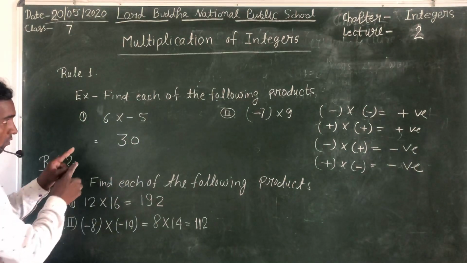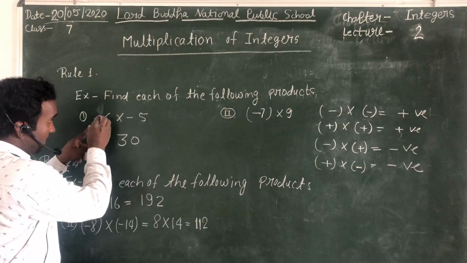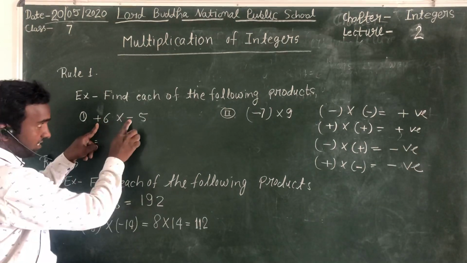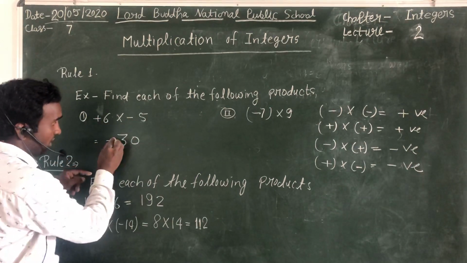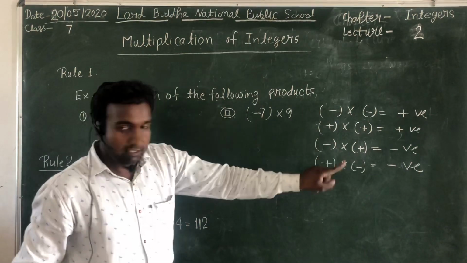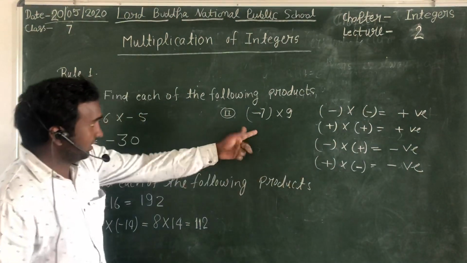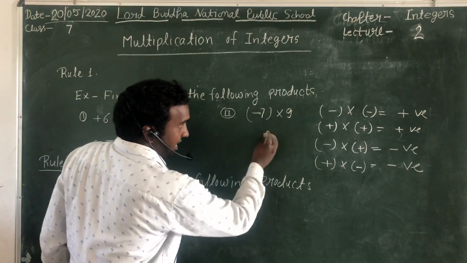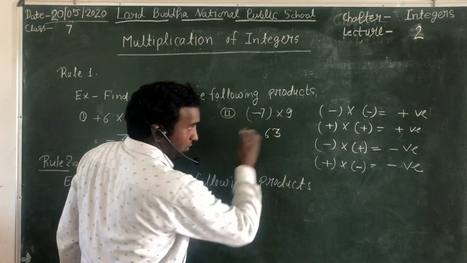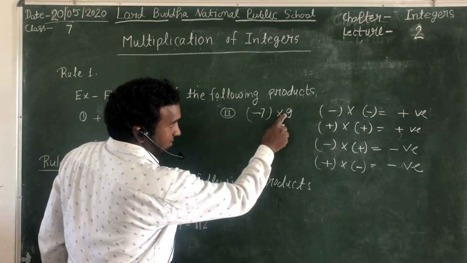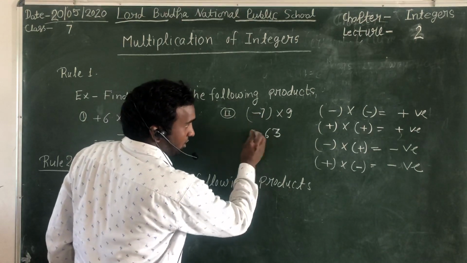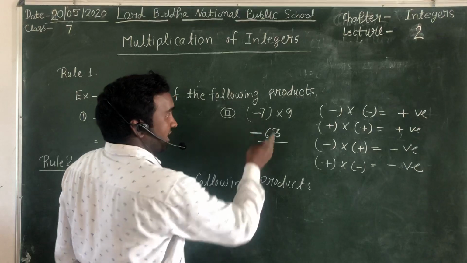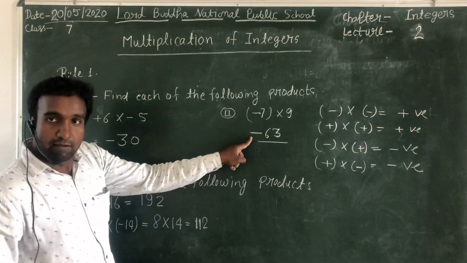But the important rule is the sign. There is the plus and there is minus. Plus into minus equal to minus, that is the rule. And in this question, there is minus and there is plus. 7 nines are 63. So there is minus, there is plus. Minus into plus equal to minus. When we multiply different signs, we find minus.